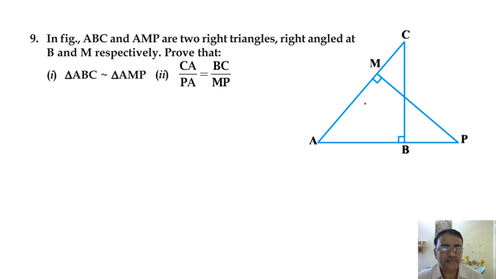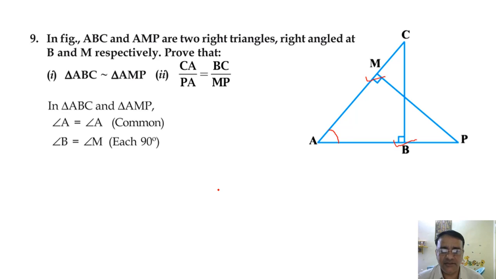Question number 9. In the figure, ABC and AMP are two right triangles, right angled at B and M respectively. Prove that these two triangles are similar and these two ratios are equal. So we'll start with these two triangles, triangle ABC and AMP. Angle A is common to both the triangles, and this angle is equal to this angle. Why? Each 90 degrees. So we can conclude that these two triangles are similar.